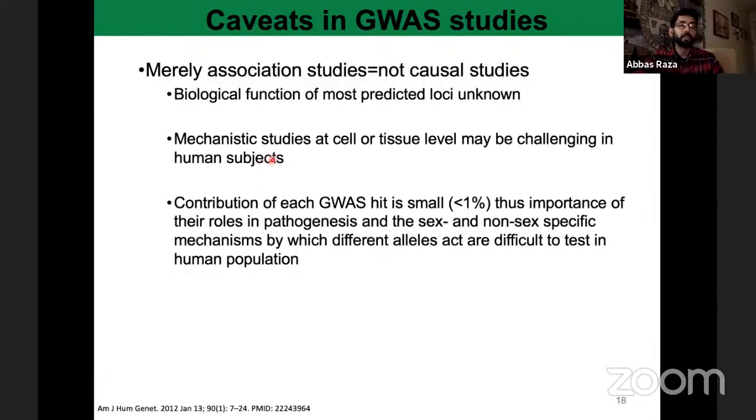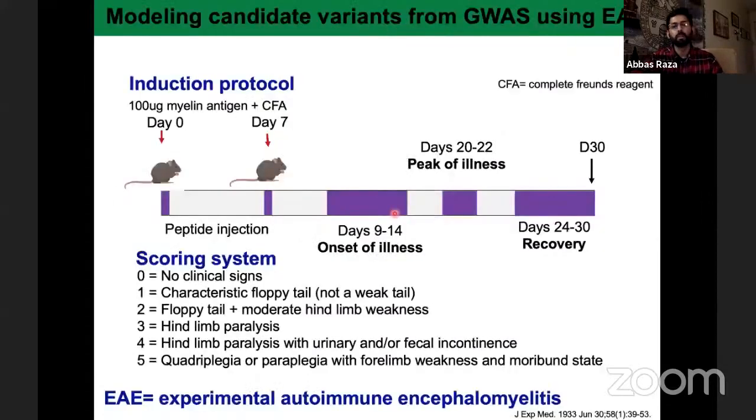The problem with human subjects is you can't just take a person's brain and chop it off and look at the individual cells. So it has to be done in, say, animal models which are suitable for MS. And even after we are able to find, say, postmortem brains to study these genes, the contribution of each GWAS hit is so small. I told you the penetrance was very low. Studying the role of each of these loci in the pathogenesis of MS, and also segregating the sex-specific and non-sex-specific mechanisms, is very hard to do. So this is the reason we have pursued validating the GWAS hits using a mouse model.